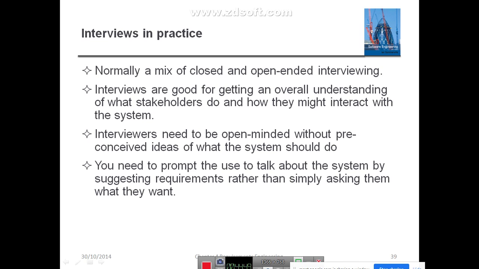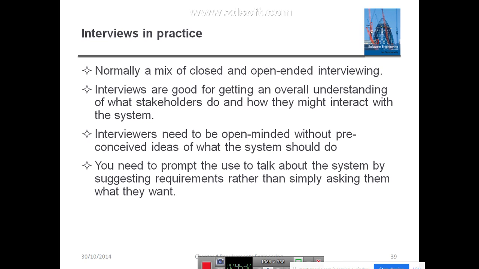Now, where exactly are you using such types of interviews? Normally a mix of closed and open interviews is used, open-ended interviewing. Interviews are good for getting an overall understanding of what the stakeholders do and how they might interact with the system. By doing such effective interviews, you will come to know the understanding of the stakeholders, what exactly the stakeholders are doing, and then how they might interact with the system. All these things you get by doing the interviewing.